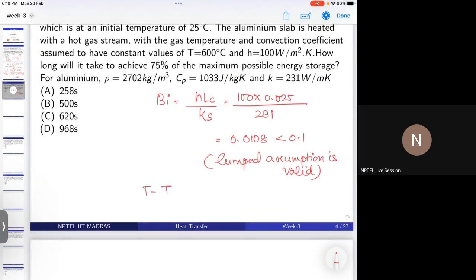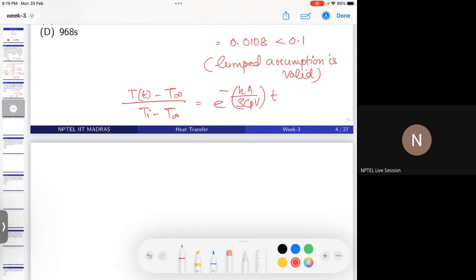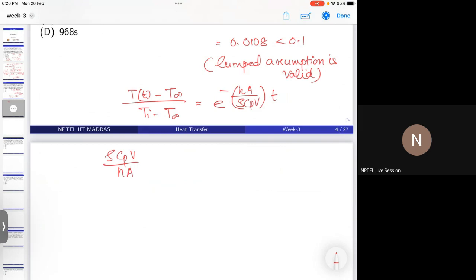We know the temperature profile; I already discussed it in the previous question. The temperature profile for lumped analysis is given with this parameter, HA divided by rho Cp V, or the inverse of this. The inverse of rho Cp V by HA is known as the time constant tau. Okay, so I am replacing rho Cp V by HA as tau, which is the time constant.